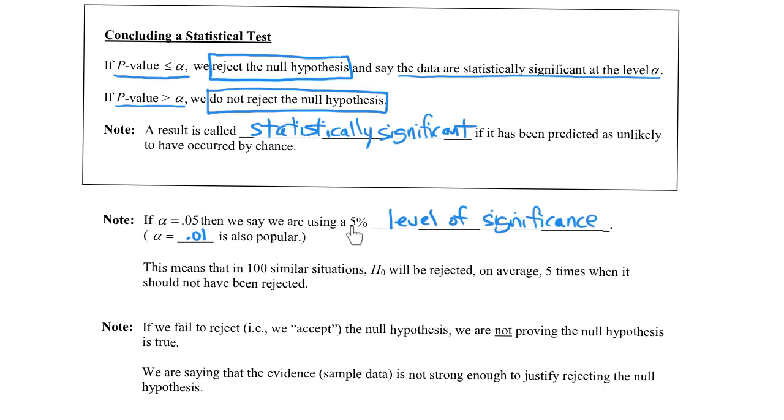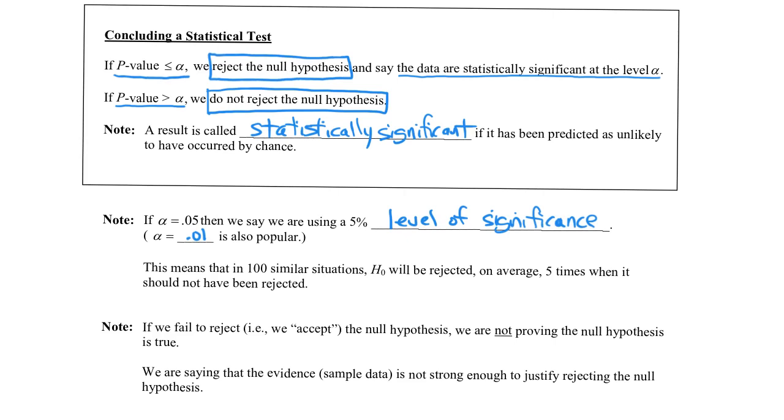So when you're using this 5% level of significance, this is what it means. In 100 similar situations, H0 will be rejected on average 5 times when it should not have been rejected. That is just based on random samples. Sometimes you get a random sample that is unusual and doesn't really reflect the population much, and you're going to reject H0 when you shouldn't have. It's just like chapter 7. Sometimes we're going to be wrong about a conclusion, but we won't know that we're wrong.